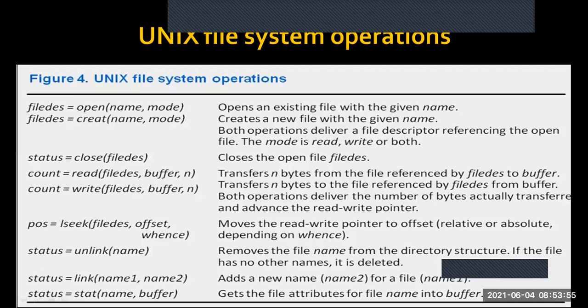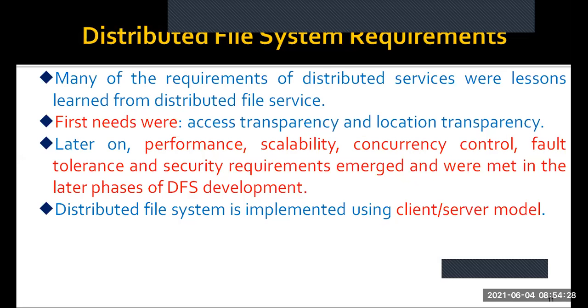And we also moved on to the different features of the Unix file system operations. We saw that it has the open operation, and also creating, closing, reading, and writing. Okay, and moving to a particular point of a file using the file read-write pointer, removing the file name from the directory using unlink, adding a new name to the directory using link, and getting the file attributes of the file name into the buffer using the stat keyword. In this way, we have the different Unix file system operations. Okay, and we saw those.